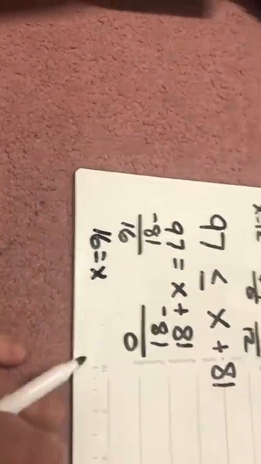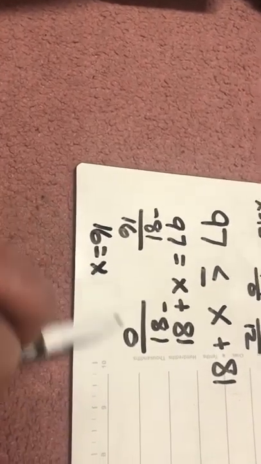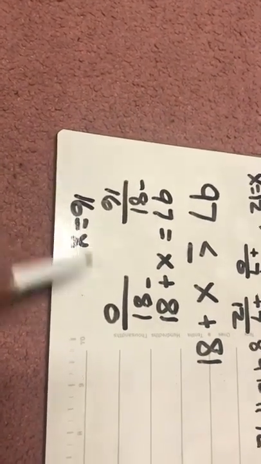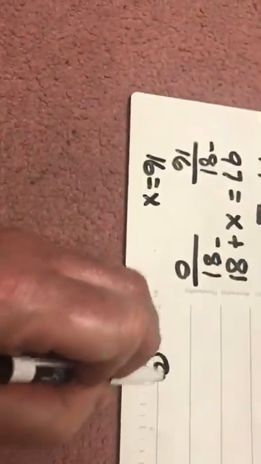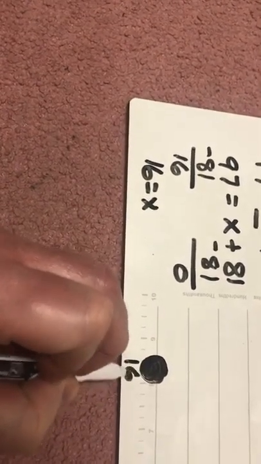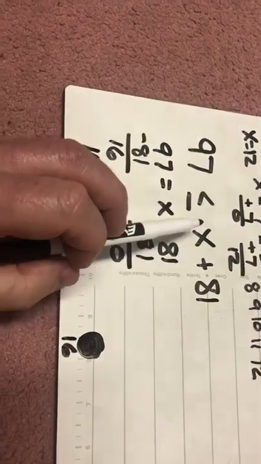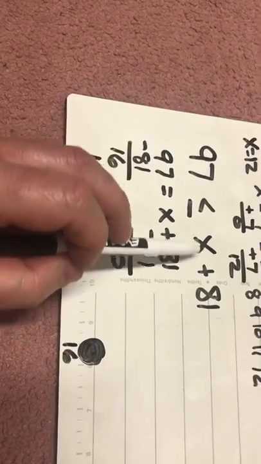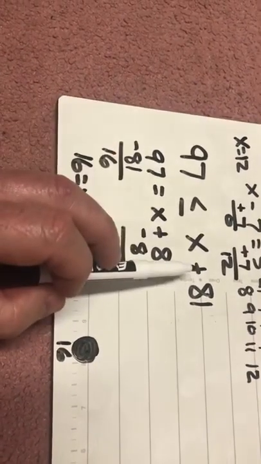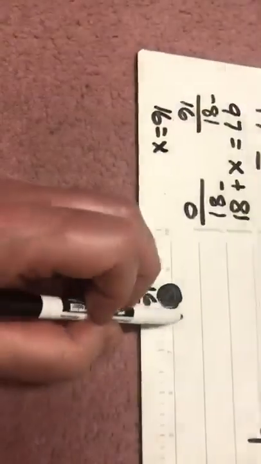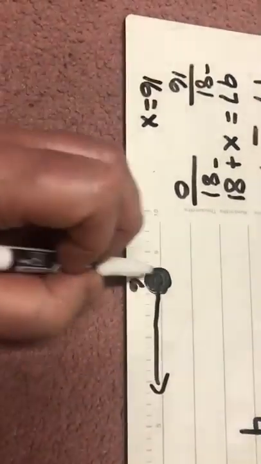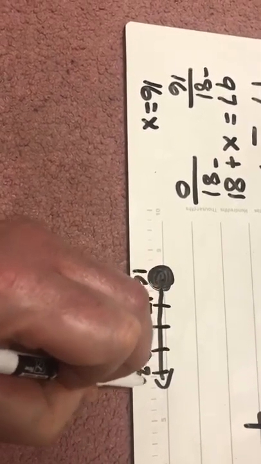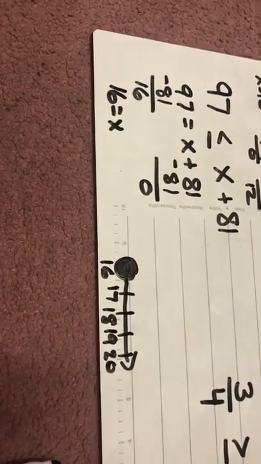16 equals x. Now it's going to be a shaded circle because it says 97 is less than or equal to, so x can actually equal 16. So it's going to be a shaded circle that starts at 16. Now, the x is on the bigger side of the inequality. The mouth is open to the side that the x is. So the x is on the bigger side of the inequality, which means that my graph is going to move to the right, which means that x can equal 16, 17, 18, 19, and 20 to make sure I get 5 numbers put in there.